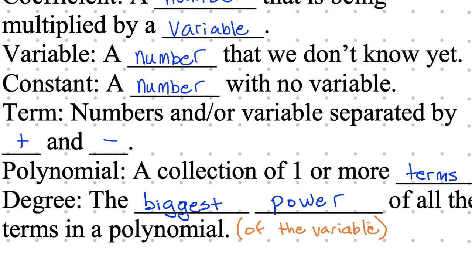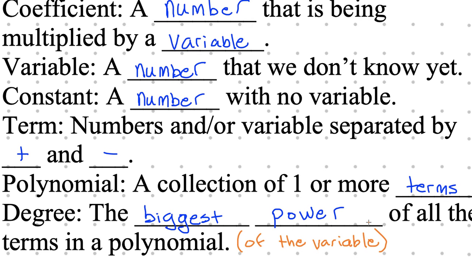And it is talking about the polynomial. So for an example, let's go up above. I'll let you guys finish writing this down. So it's the biggest power for that fill in the blank, of the variable. The largest or biggest power of the variable.